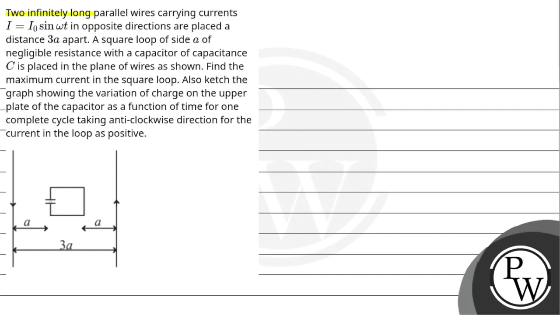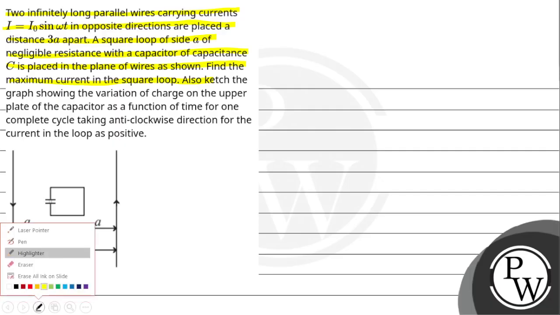Two infinitely long parallel wires carrying currents I equal to I0 sin omega t in opposite directions are placed a distance 3a apart. A square loop of side a of negligible resistance with a capacitor of capacitance C is placed in the plane of the wires as shown. Find the maximum current in the square loop.